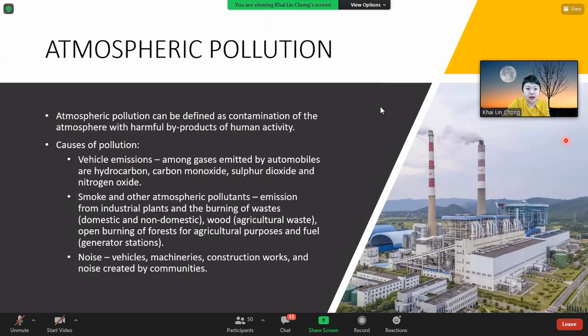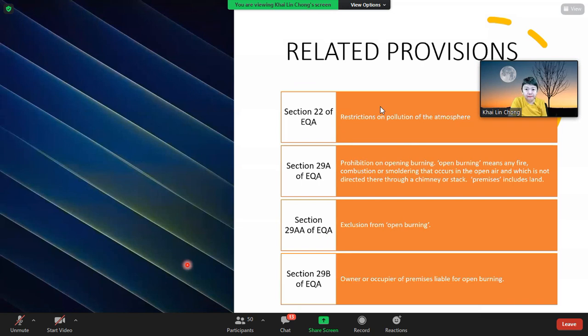Okay. Right. Next, we look into the atmospheric pollution. So, air pollution, it can be defined as the contaminants of the atmosphere. And then, causes of pollution are the vehicles, smoke, and noise. Alright. And then the related provisions. Apa yang berkaitan adalah kita ada section 22, restrictions on the pollution of the atmosphere.